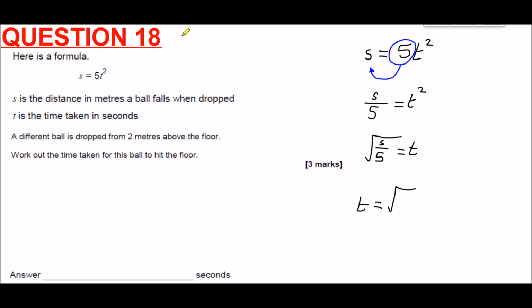So S stands for the distance, and we're told it fell from 2 meters above the floor. We want to work out the time, which is t. So t will be the square root of the distance it fell, which is 2, over 5. And so if we just put these values into the calculator and see what happens.